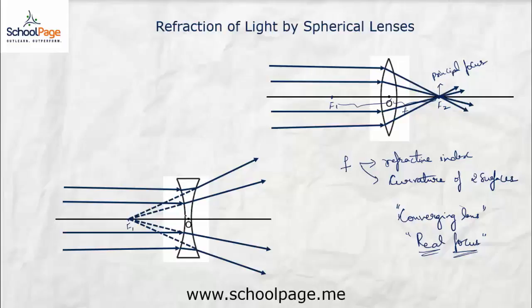So a concave lens is also known as a diverging lens because it diverges a parallel beam of light rays. As we can notice here, the light rays are not actually passing through the focus. Hence, a concave lens has a virtual focus.